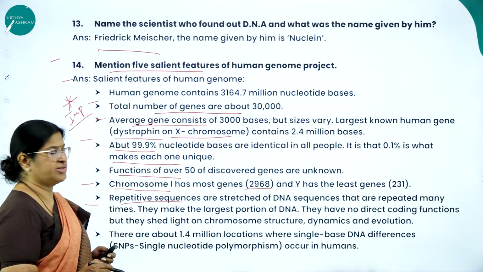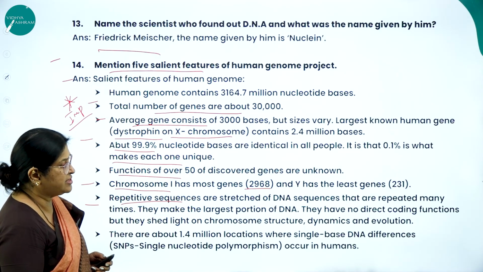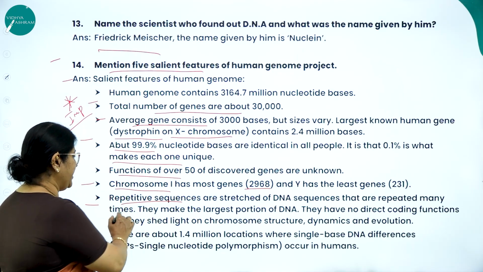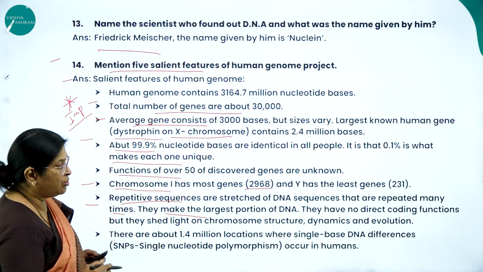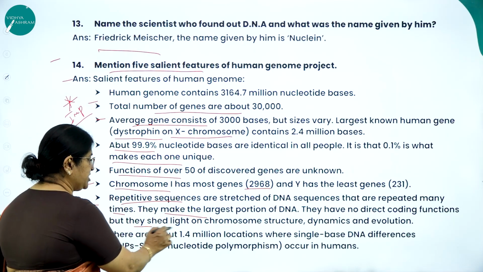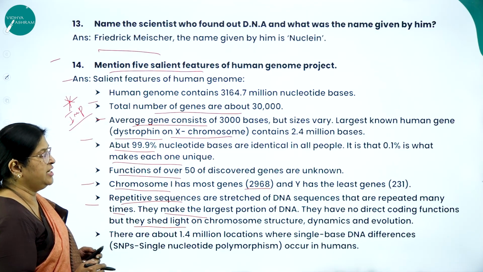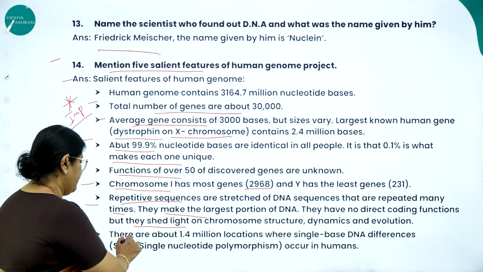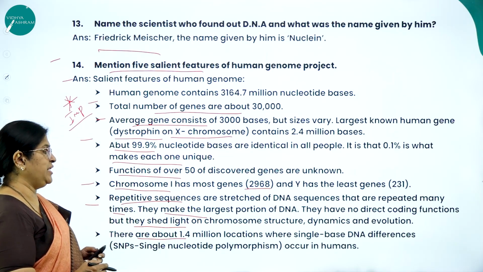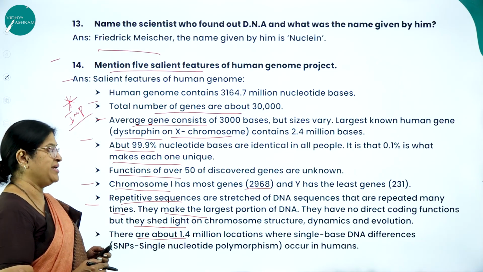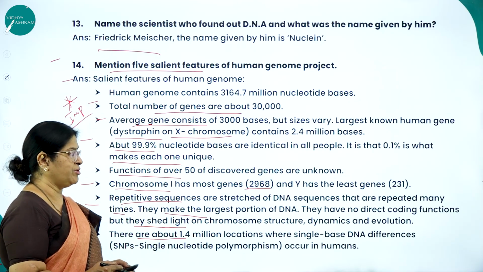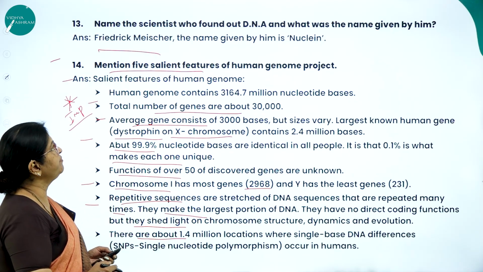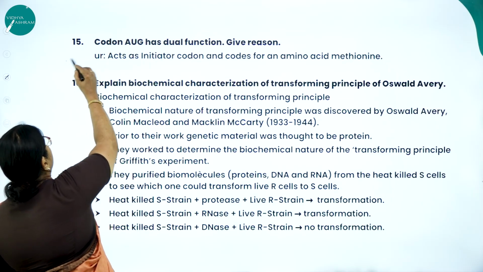Repetitive sequences are stretches of DNA sequences that are repeated many times. They make up the largest portion of DNA. They have no direct coding functions, but they shed light on chromosome structure, dynamics, and evolution. There are about 1.4 million locations where single base DNA differences, that is SNP, single nucleotide polymorphism, occur in humans.